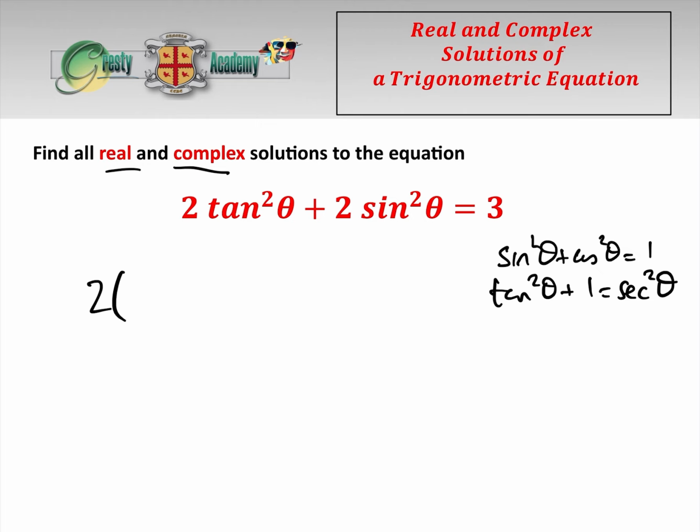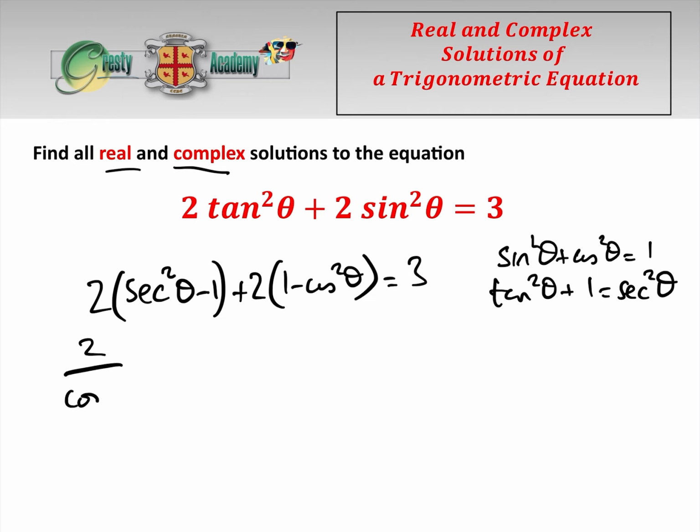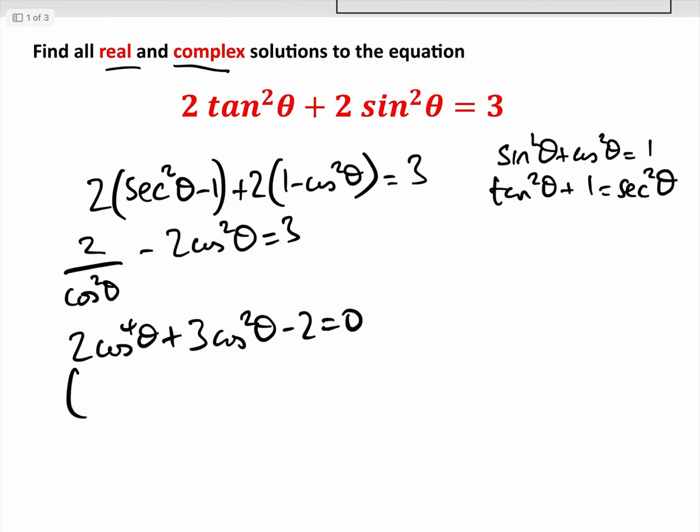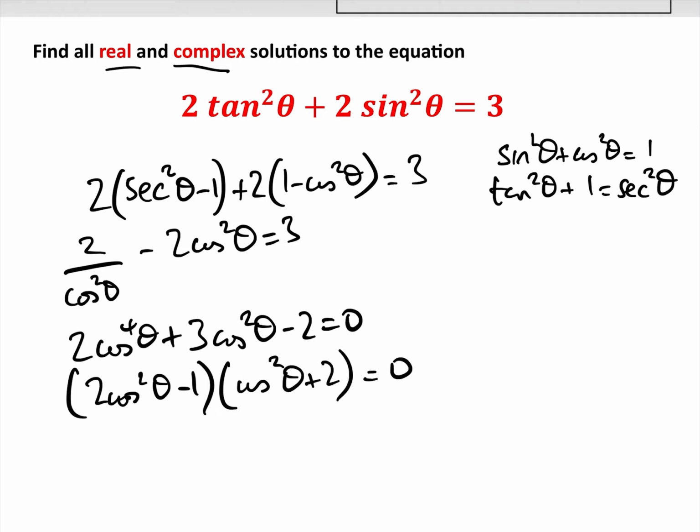So sticking them in, we get 2(sec squared theta minus 1) add 2(1 minus cos squared theta) equals 3, i.e. 2 over cos squared theta, since 1 over sec squared is 1 over cos squared, minus 2 cos squared theta equals 3. And this is going to give us a quadratic in cos squared: 2 cos to the 4 theta add 3 cos squared theta minus 2 equals 0, which we can now factorise as (2 cos squared theta minus 1)(cos squared theta add 2) equals 0.